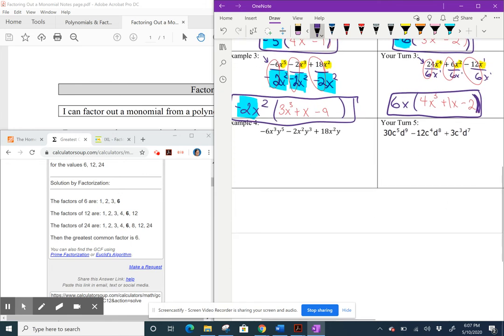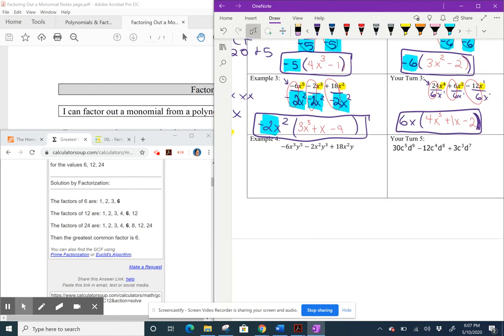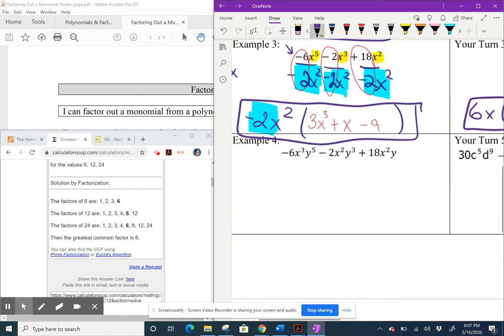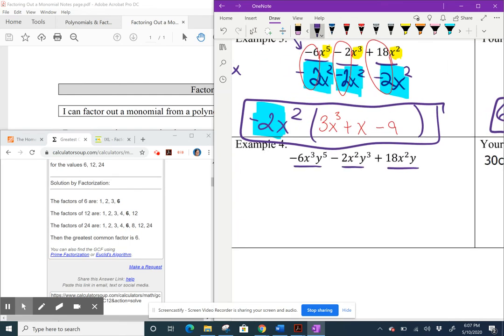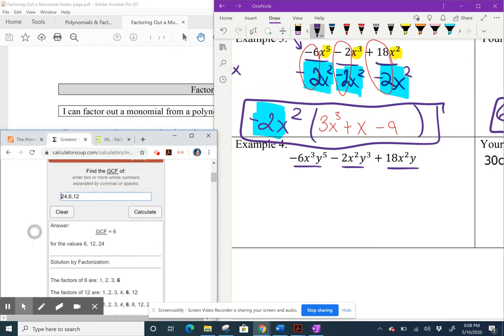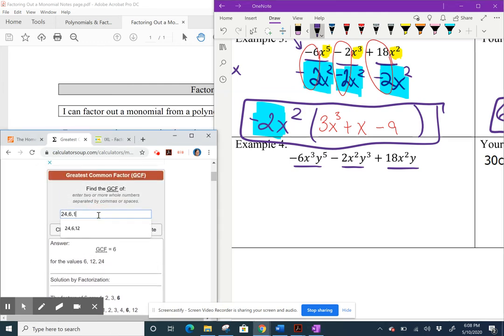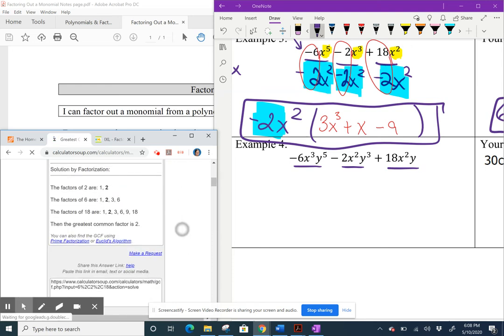Now, the hardest thing that you have to do here for this problem, for example 4, is taking your time and doing all variables and all numbers. So you want to find the greatest common factor of 6, 2, and 18. So we have 6, 2, and 18. So the greatest common factor is 2. Now, our first term is negative. So it's going to be a negative 2.